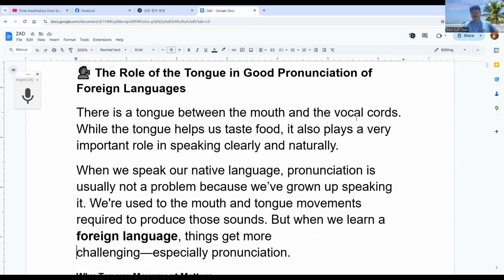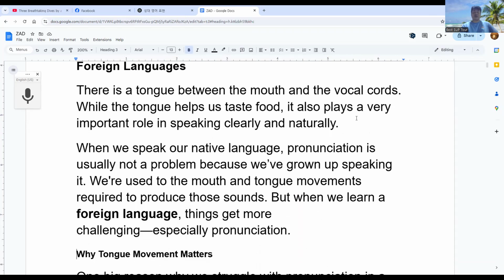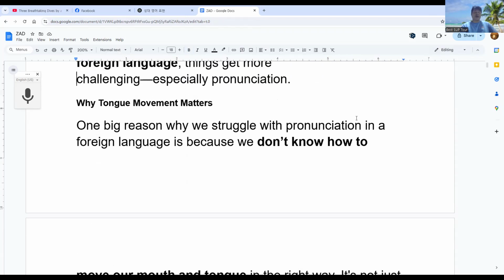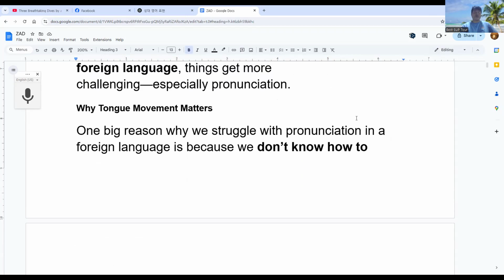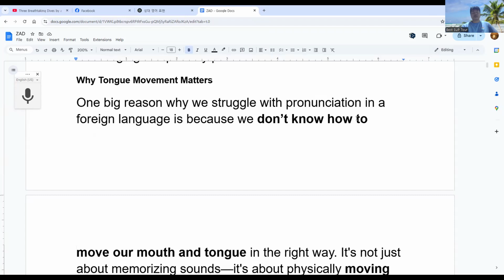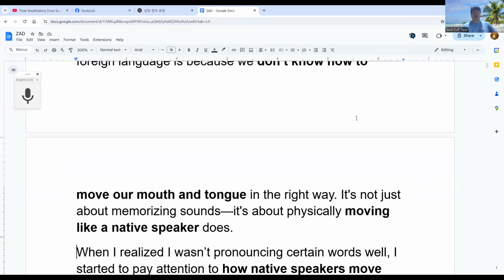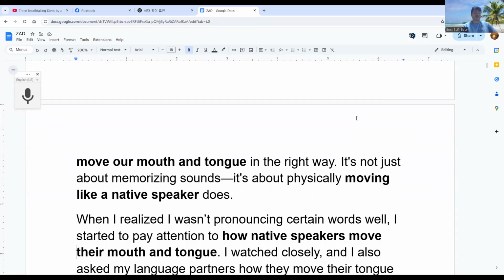When we speak our native language, pronunciation is usually not a problem because we grew up speaking it. We are used to the mouth and tongue movement required to produce those sounds. But when we learn a foreign language, things get more challenging, especially pronunciation. Why does tongue movement matter? One big reason we struggle with pronunciation in a foreign language is that we don't know how to move our mouth and tongue in the right way. It's not just about memorizing sounds, it's about physically moving like a native speaker does.